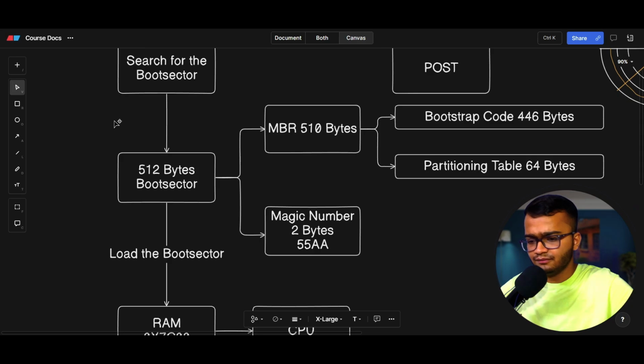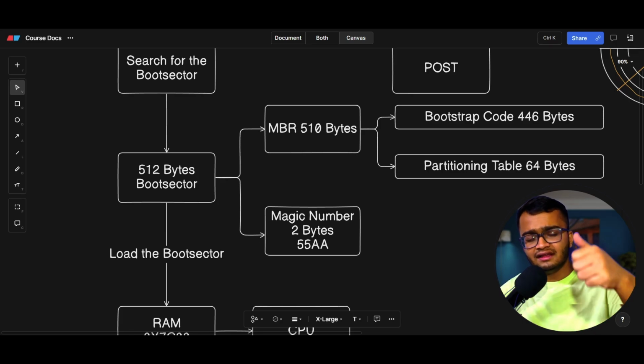Let's move down a bit. So the boot sector is of 512 bytes. Out of these 512 bytes, the first 510 bytes consist of the MBR, or the master boot record of your computer. Clear? And the remaining 2 bytes are the magic number bytes, which consist of 55AA, a signature signifying that yes, this is the correct boot sector, where the operating system is present.